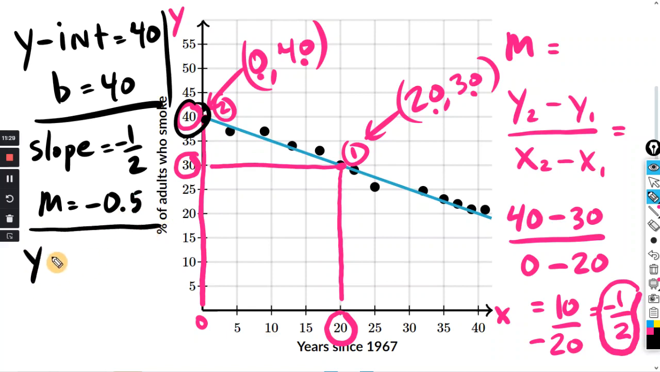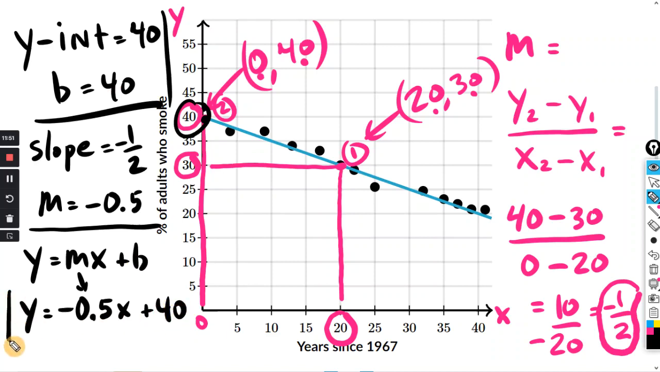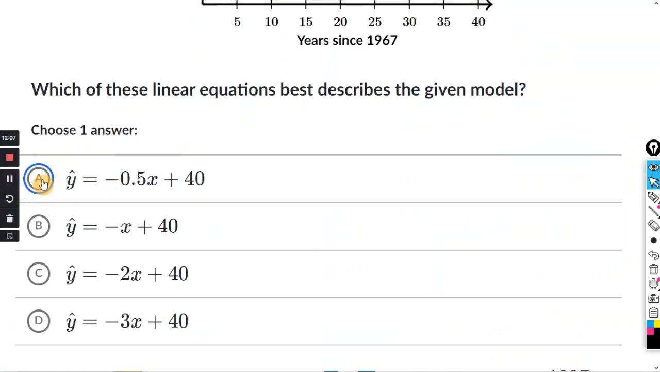So if you do y equals mx plus b, that's going to be y equals m, which is negative 0.5, times x, plus b, which is 40. So it's plus 40. And this right here is the choice we're looking for. Negative 0.5 x plus 40. If not, we're going to choose the closest one. Answer A, negative 0.5 x plus 40.